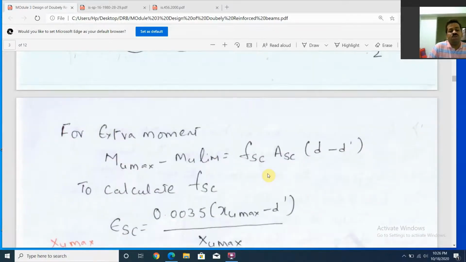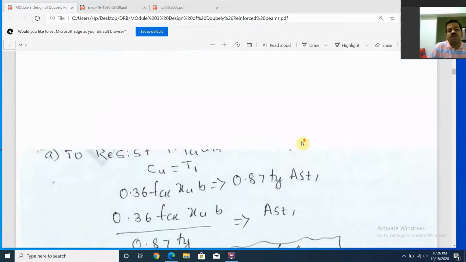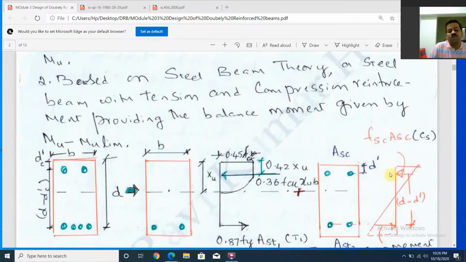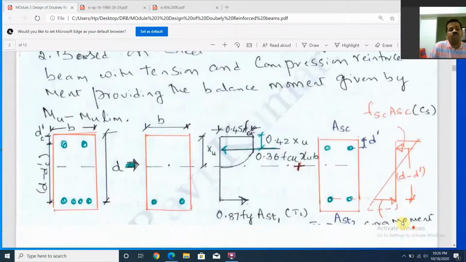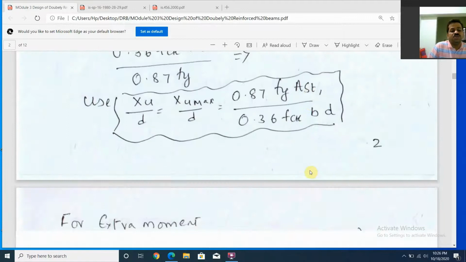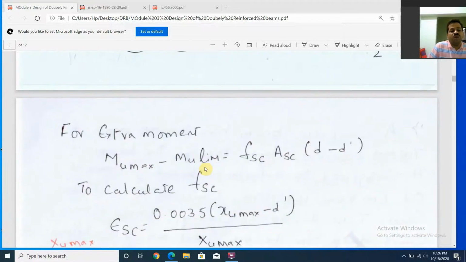Now for the extra moment, we have to provide the compression steel here. So we have to take the moment: force into the perpendicular distance, that is Fsc into Asc into the perpendicular distance d minus d dash. So I have written here Mu max minus Mu limit is equal to Fsc Asc into d minus d dash.